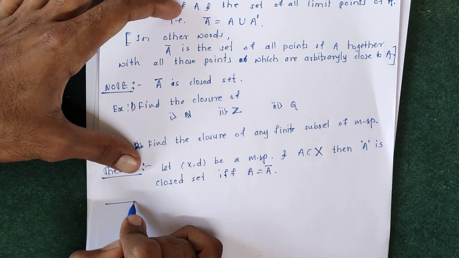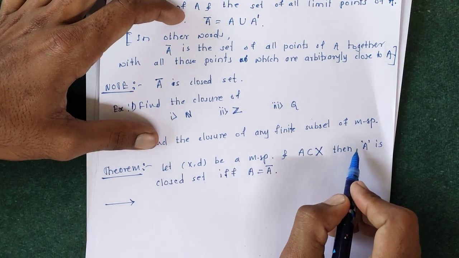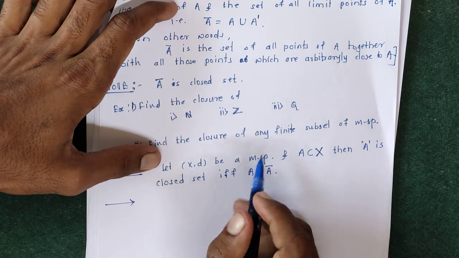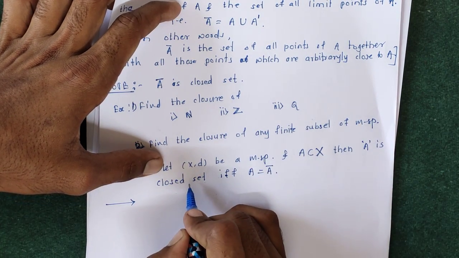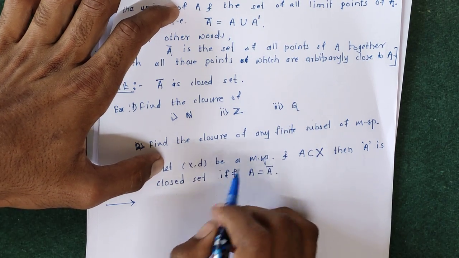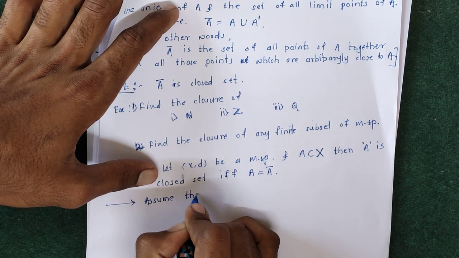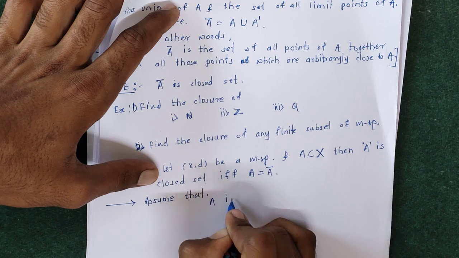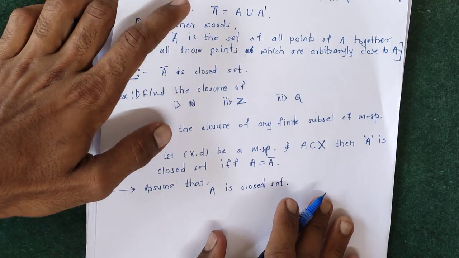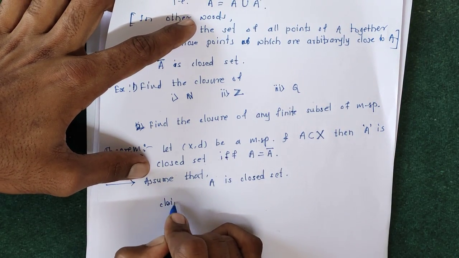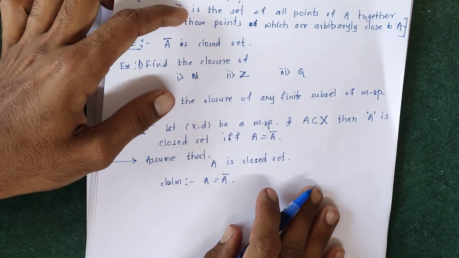Now, to prove this result, we are given that (X, d) is a metric space, A is a subset of X, and we have to prove A is closed if and only if A is equal to A closure. This is an if and only if type theorem. So first of all, we will consider A is closed set and we will prove A is equal to A closure, and conversely. Now first of all assume that A is closed set. Here our claim is A is equal to A closure.